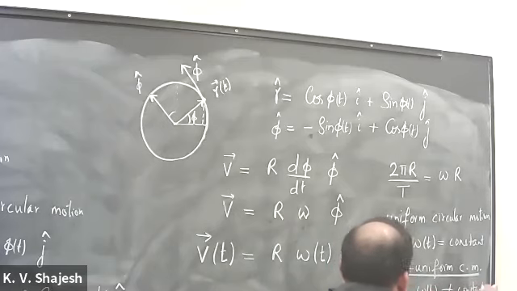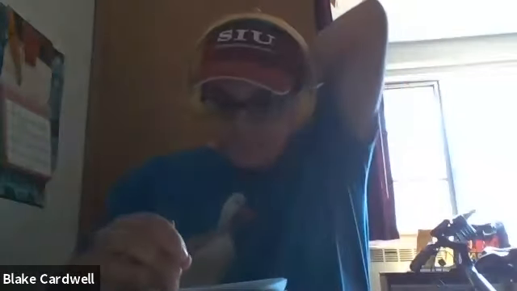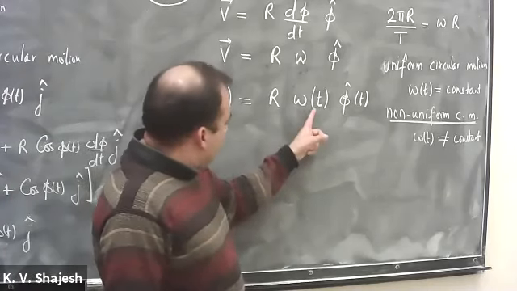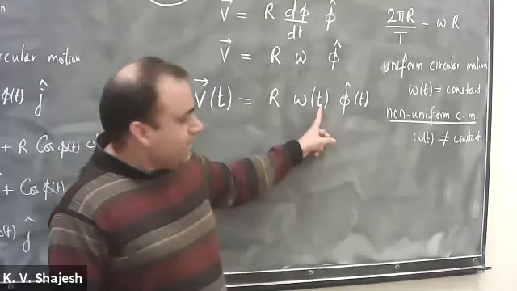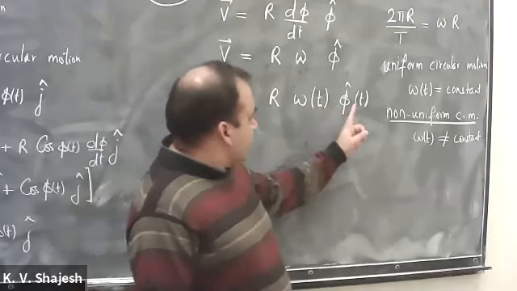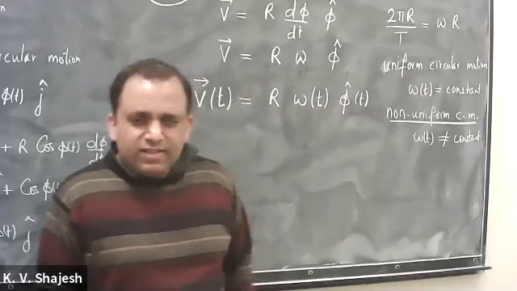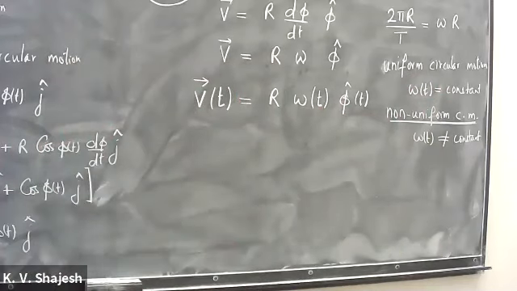Simple. The camera needs to be moved down. Oh, yes. Okay. So if this was a constant, that's no time dependence, then this is uniform circular motion. If there is time dependence, then that's non-uniform circular motion.